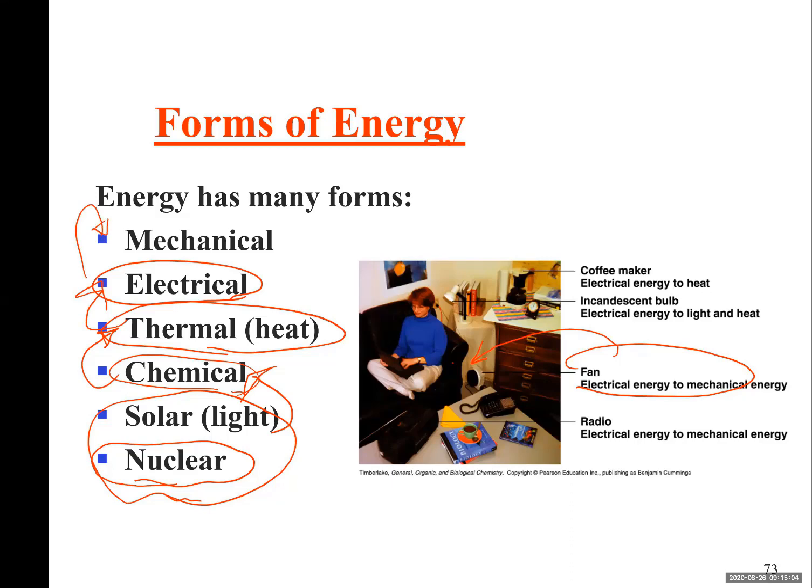So do you see different forms of energy are convertible into each other, but energy can never be created and can never be destroyed? That's the first law of thermodynamics.